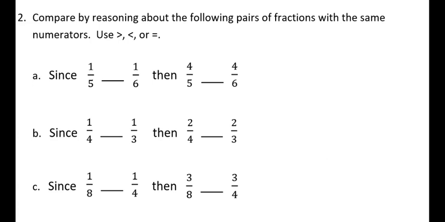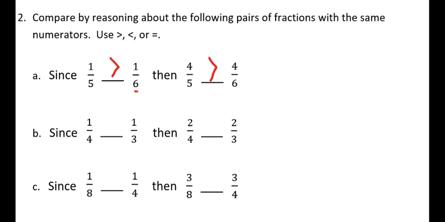1/5 tells me that my whole has been cut into 5 pieces, where 1/6 tells me the whole has been cut into 6 pieces. Well, those 6ths would be smaller than the 5ths because there's more pieces. That tells me that 1/5 is greater than 1/6. The larger the denominator, the smaller the piece. Then using that same logic, I have 4 of those 5ths, and I'm comparing it to 4 of the 6ths. Since I have the same number of pieces for each, the 5ths would still be larger than the 6ths.